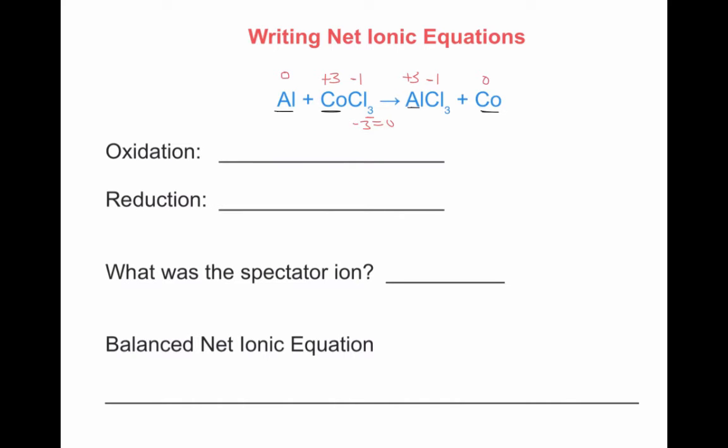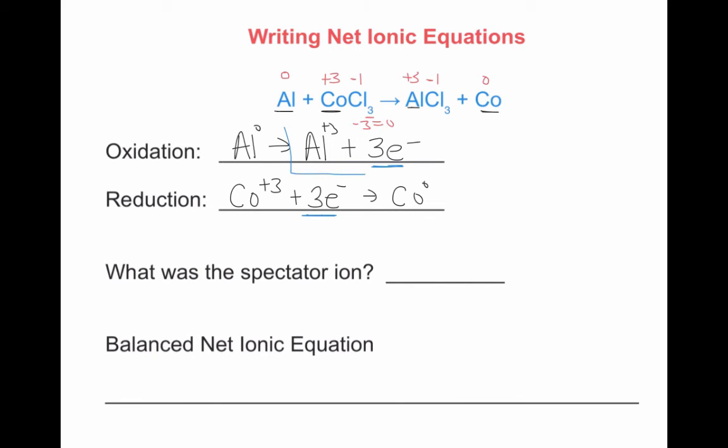So I'm going to write Al0 goes to Al plus 3, and I'm going to lose 3 electrons. At the same time, the cobalt is going from plus 3 to 0. That means it's gaining electrons, which is the definition of reduction. So Co plus 3 is going to gain a certain number of electrons to become Co0. And in this case, we're going to gain 3 electrons. So the number of electrons lost equals the number of electrons gained, which is convenient for us.